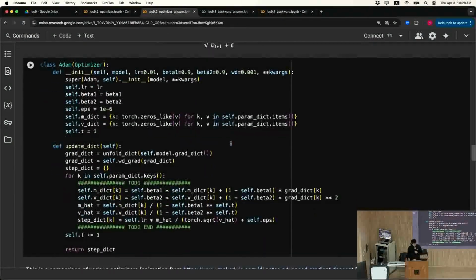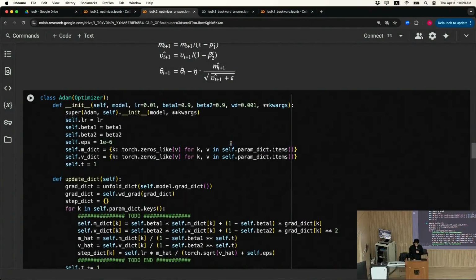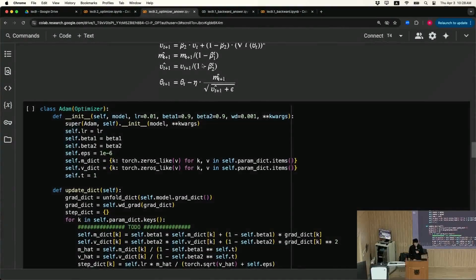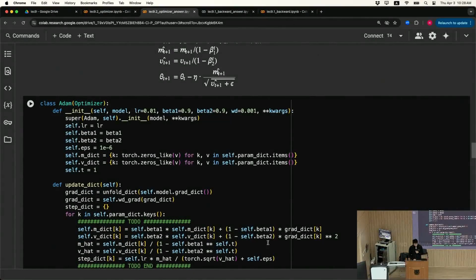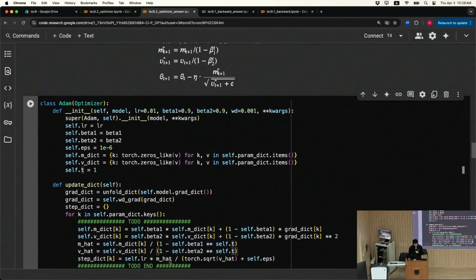Okay, so the implementation is quite simple, right? You just implement whatever is written here. Take a weighted average of the previous momentum and previous velocity, and do some scaling here. Your descent direction is the learning rate times momentum divided by the velocity.